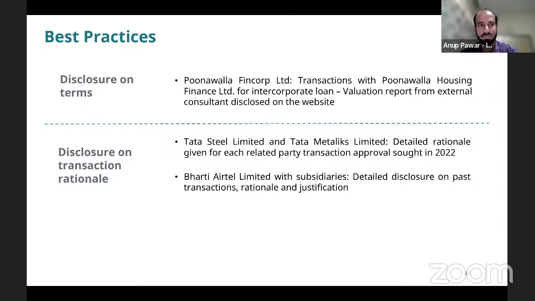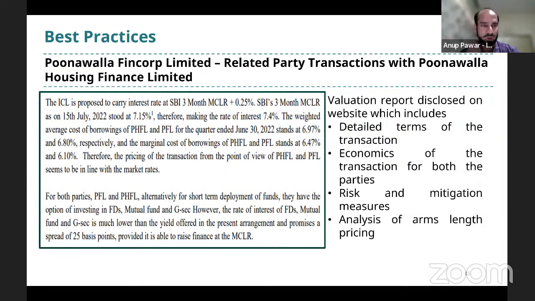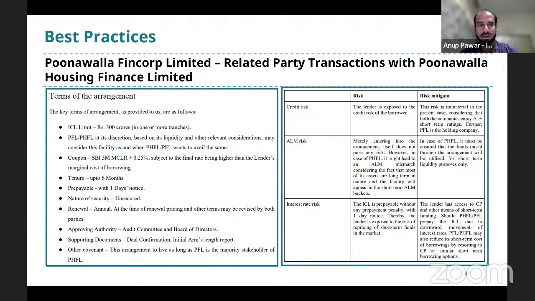Bharti Airtel is another example I'll come to. So this is the Poonawalla FinCorp example. There's lots of detail that they have. They have the actual benchmark rate. What is the thought process behind the transaction? What are the risk factors that they looked at? How did they come up with the arm's length pricing arrangement, etc. Here again, some more detail on that.